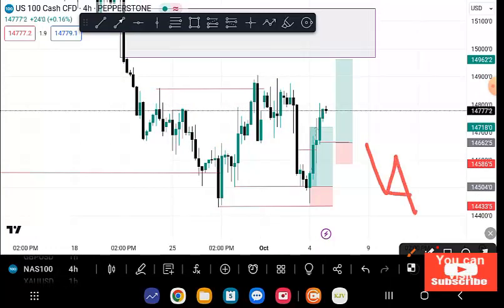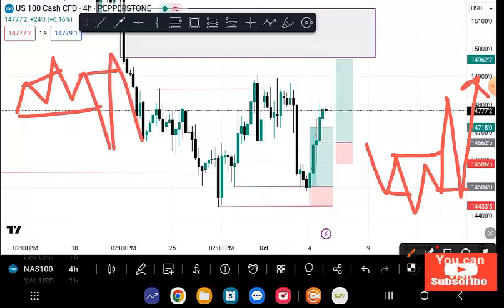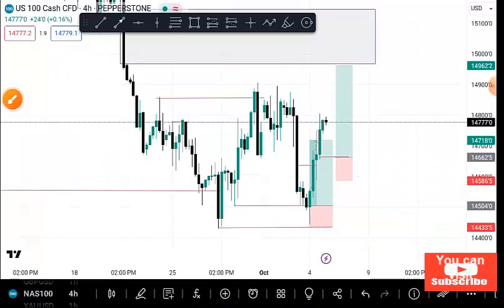You want to see a sweep and then a break. I expect that second leg to go. Price takes it out, I am buying. For a downtrend, you want to see a sweep and then a break. I expect that second high to go. So price comes, takes it out, I am selling. Simple stuff. Look at it here.